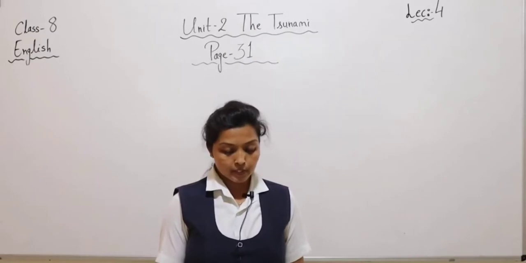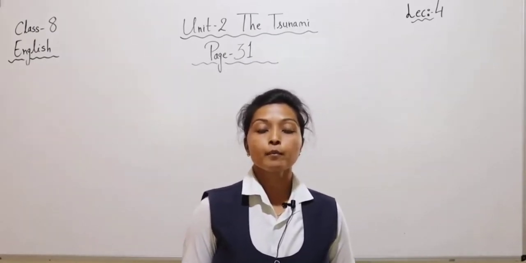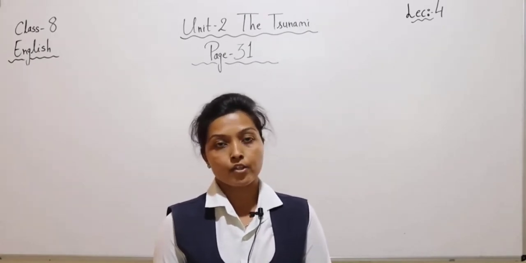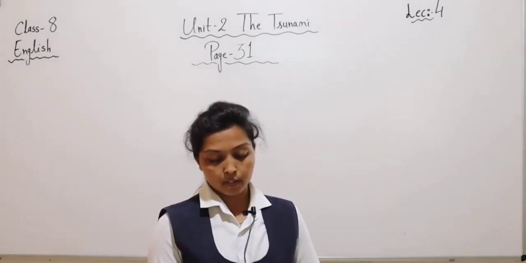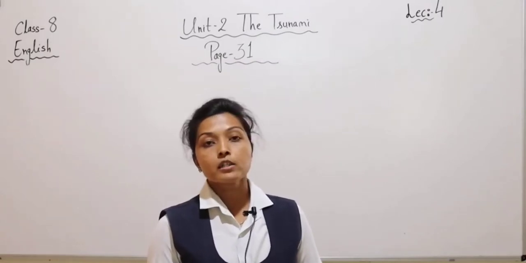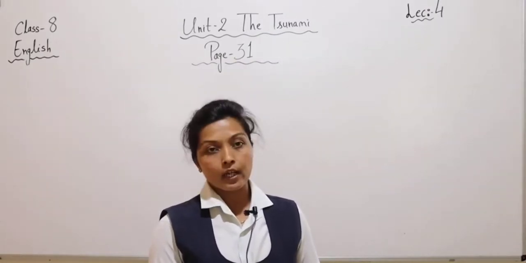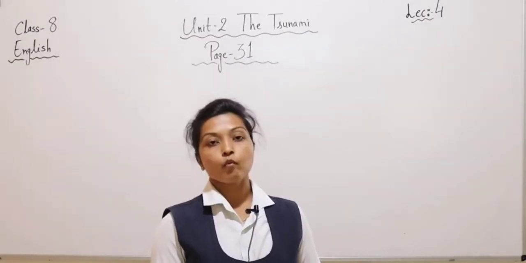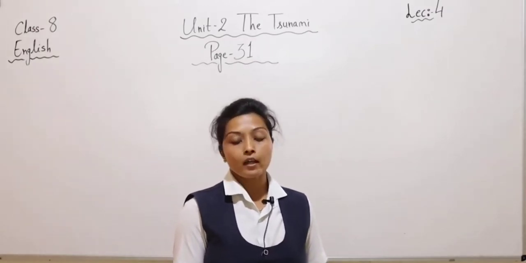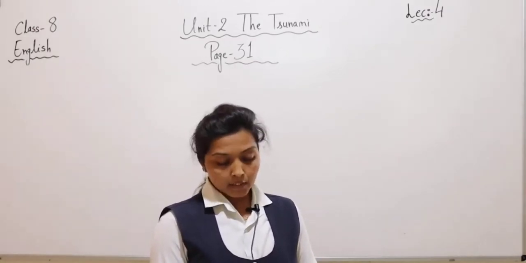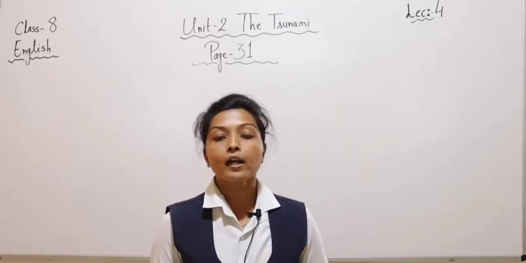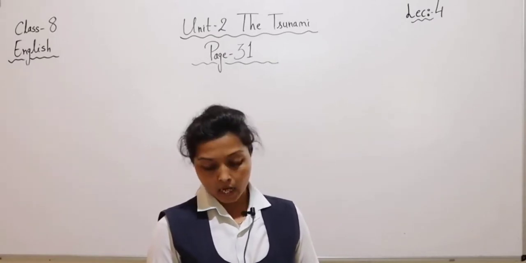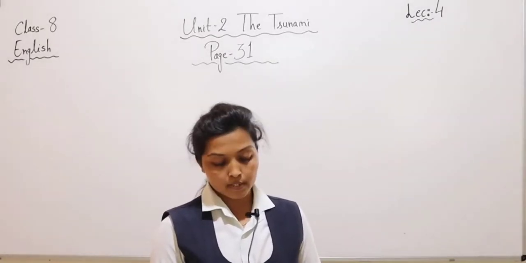Notice the verbs in A. In column A, if we notice the verbs, the action words: was swept away, was hit, were washed away, were found. Such verbs are there, okay. They are in the passive form. They are in which form? Passive form. The sentences are in the passive voice.